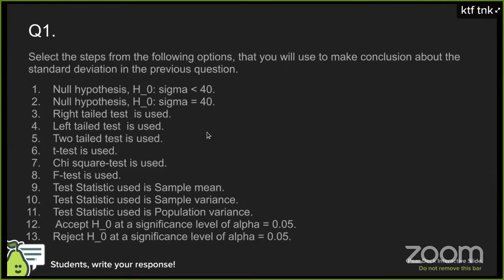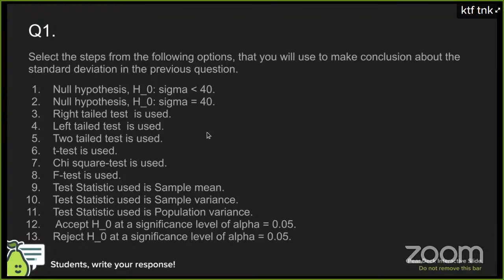Okay, so let's divide these 13 into steps. The first step will be finding the null hypothesis. What is the alternative hypothesis for this? Less than 40. So if it is less than 40, which test are we going to use: right tail, two tail, or left tail? Left tail. So out of 3, 4, and 5, which option is correct? The fourth one is correct.